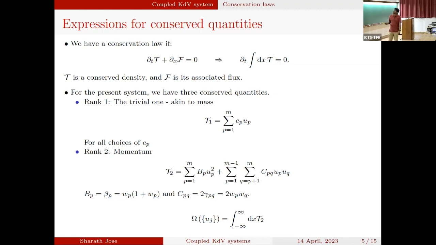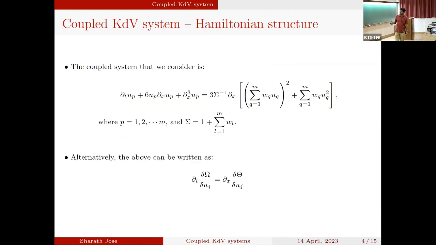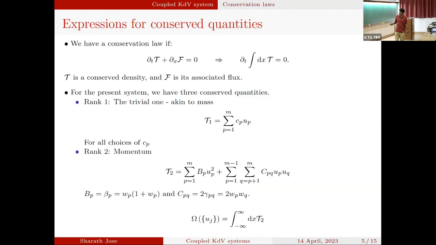And the first one is the trivial one. This is just given by the set of equations themselves because they are already in this particular form. The 2 non-trivial ones are what I'm calling momentum. When you integrate this T2 over space, that's when you get the momentum for this configuration, and that goes back into the definition for the Hamiltonian structure.